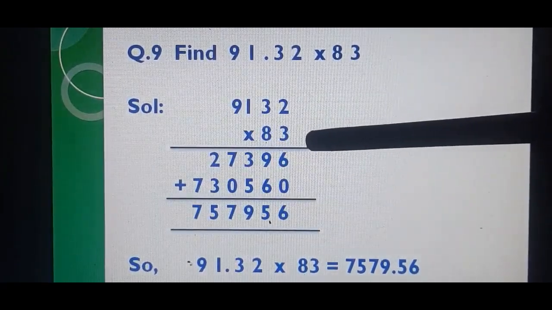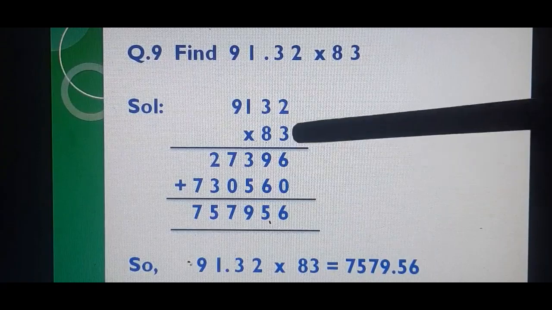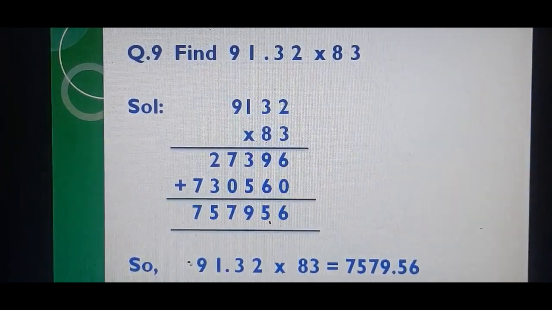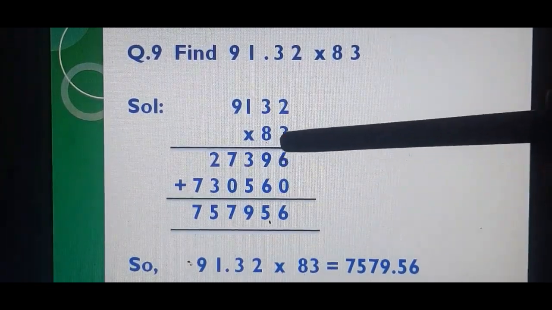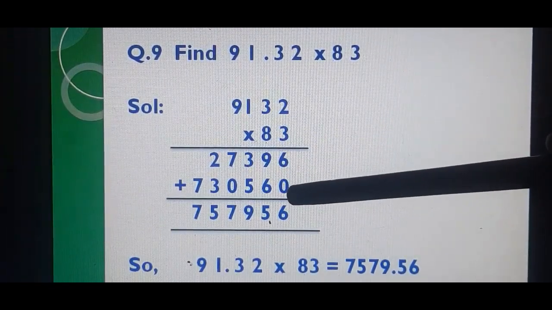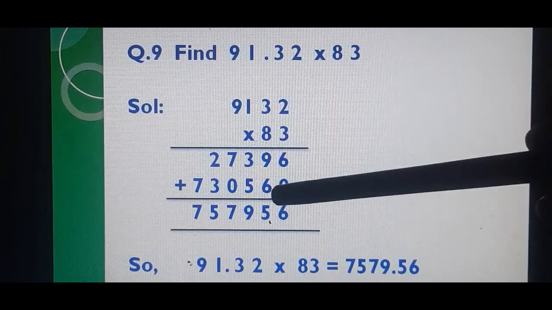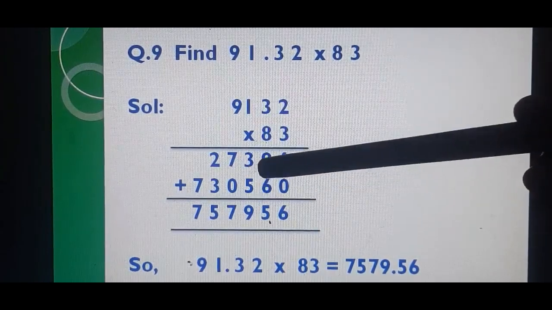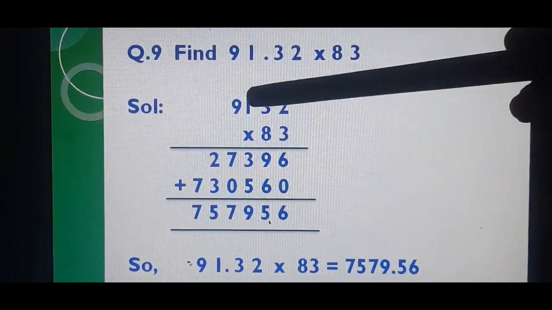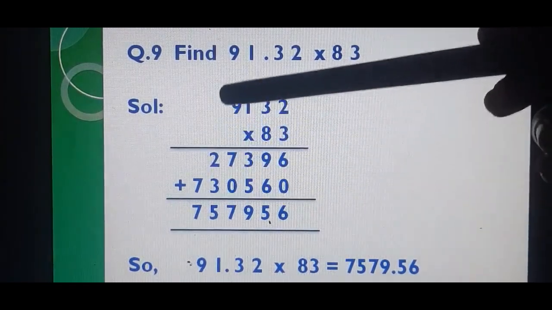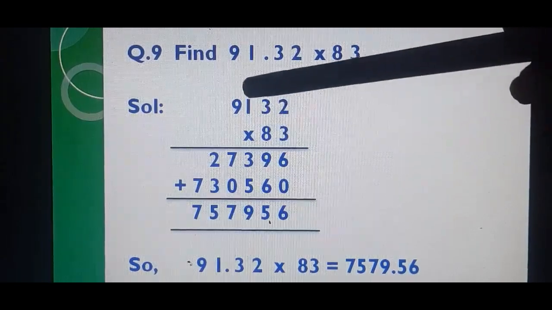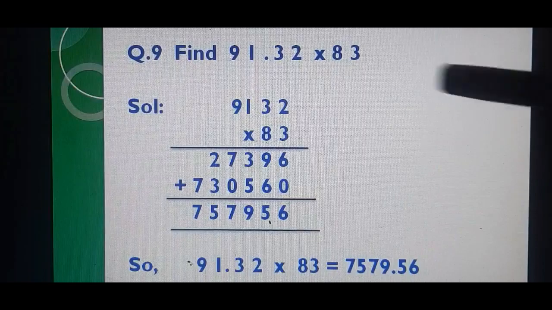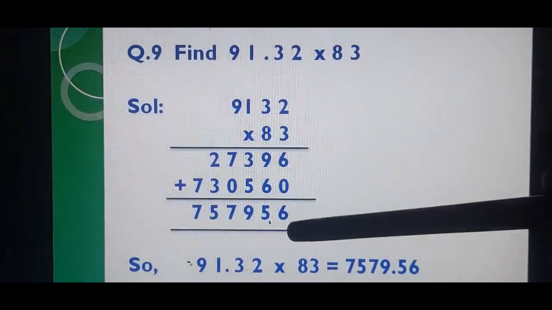9132 multiplied by 83. 3 2s are 6. 3 3s are 9. 3 1s are 3. 3 9s are 27. Now we will start multiplication with 8. So we will put a cross sign or 0 here. Now 8 2s are 16. 6, 1 carry. 8 3s are 24. 24 plus 1, 25. 5, 2 carry. 8 1s are 8 plus 2, 10. 0, 1 carry. 8 9s are 72. 72 plus 1, 73.